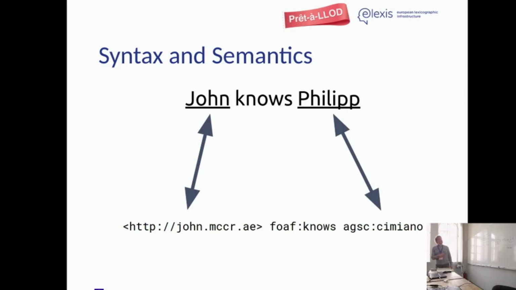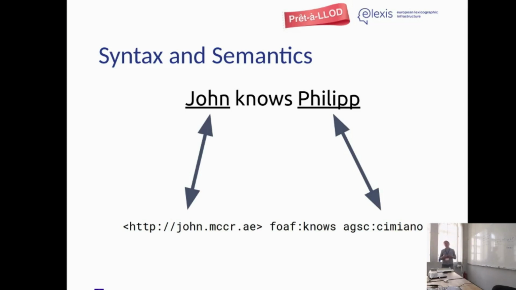So the semantic representation might be my homepage, then we have a property from an ontology called FOAF for representing social networks, and we might have a URL to represent this person, Philip Cimiano. Now, because we're interpreting this simple sentence into this single triple, we might want to know how in general we interpret a verb like knows into a particular triple, or set of triples.